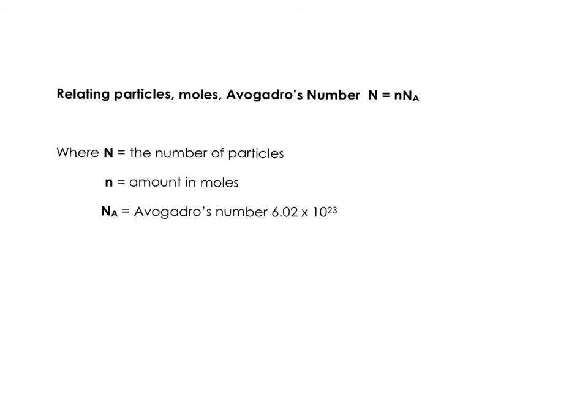Okay, so there is a relationship between Avogadro's number, moles, and the number of particles. So big N is the number of particles, small n is the amount in moles, and N_A is a constant. It's 6.02 times 10 to the 23rd, and the units on that are particles per mole. Units of moles are mol, and then this one will depend on the substance.